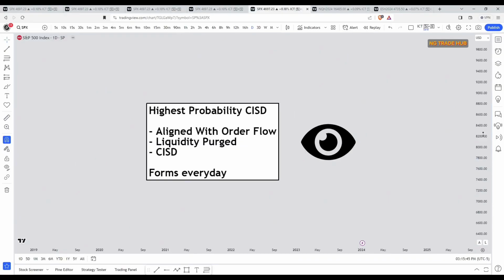The highest probability changes in the state of delivery occur when it's aligned with order flow, when liquidity is purged, and there is a change in the state of delivery. This forms every single day. Doesn't mean you're going to be right every day. Doesn't mean you're going to catch the move every single day.